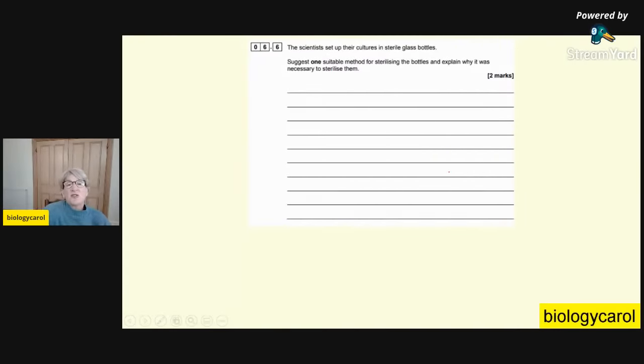The scientists set up their cultures in sterile glass bottles. Suggest one suitable method for sterilizing the bottles, and explain why it was necessary to sterilize them. So here am I. Now, as a teacher, I would have written autoclaving. As a student, I think you're less likely to remember that, because that is something that is largely done in the lab preparation area and not in the laboratory itself. Often students don't see an autoclave. So I went down a more student answer for this.